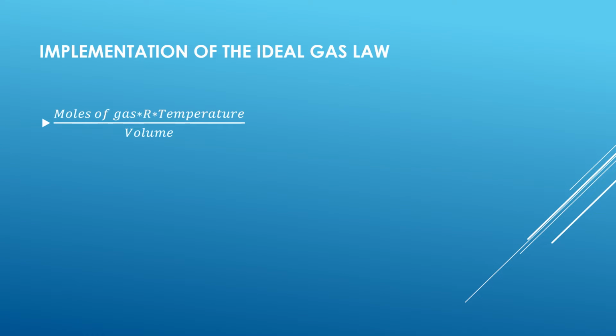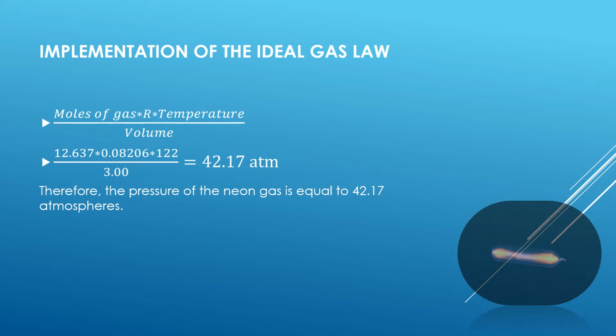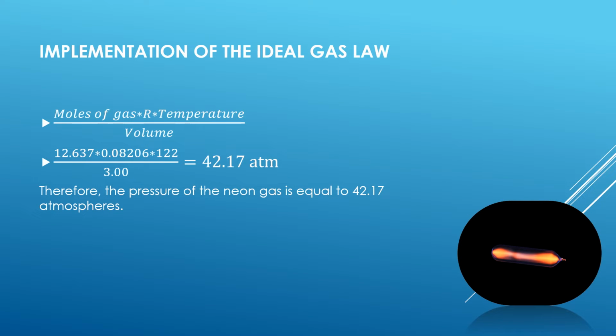The moles of gas multiplied by the gas constant multiplied by the temperature, all divided by the volume, equates to 12.63 times 0.08206 times 122, all divided by 3. This is equal to 42.17, meaning the pressure of neon gas is 42.17 atmospheres.